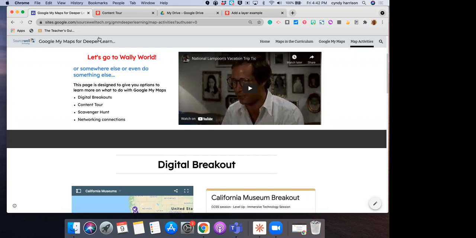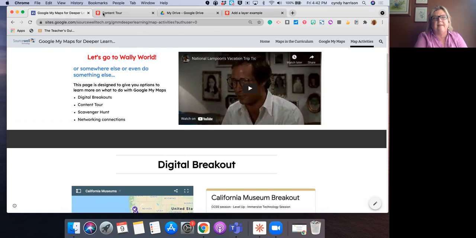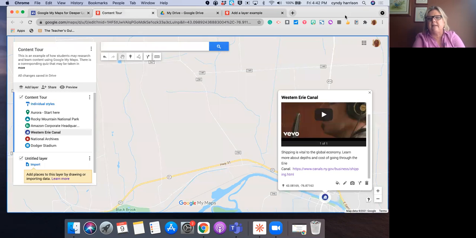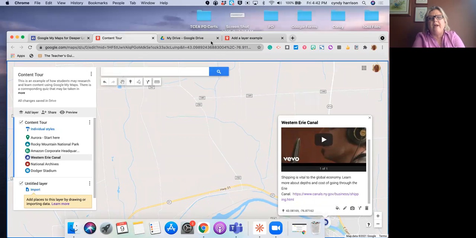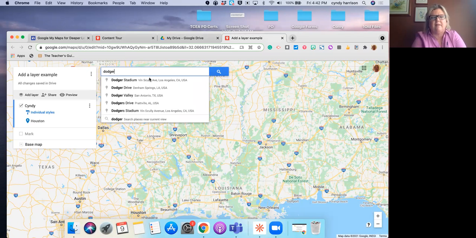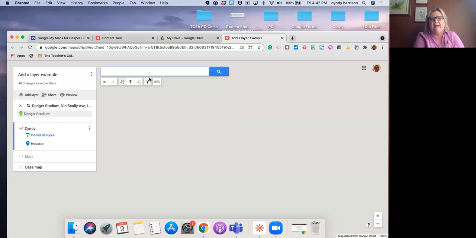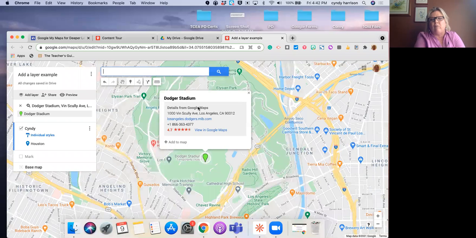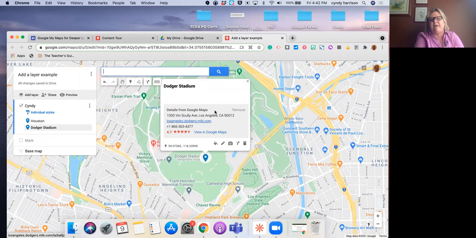Yes, you can actually do that. Let's see. When you first go in, if I say Dodger Stadium, it will go there, it will tell you where it is and it will bring you the detail. I took this out when I made that map. By me going here and clicking add to map, it's going to keep that information unless I choose to remove it.